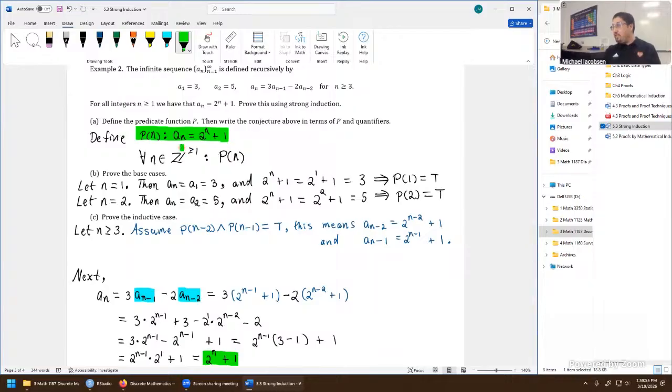We showed P of n is true through this long transitivity of equality. It took us a good amount of steps. But now we can say that this implies P of n is true. And let's make this one closing brief. And so the proof is complete.